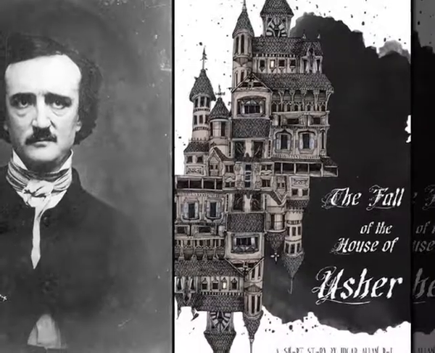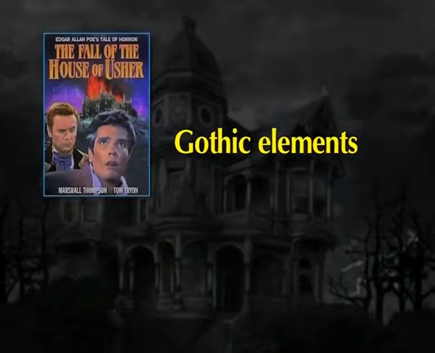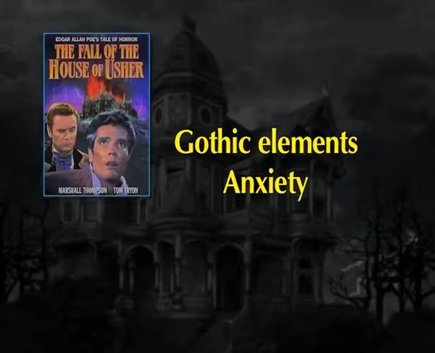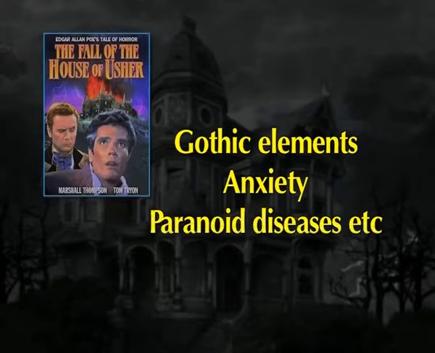Our lesson today is on Edgar Allan Poe's classic short story, The Fall of the House of Usher. Our aim is to explore the Gothic elements, the themes of madness, and look at the nature of anxiety, paranoia, disease in Edgar Allan Poe's famous story. First, a little summary of the famous tale.